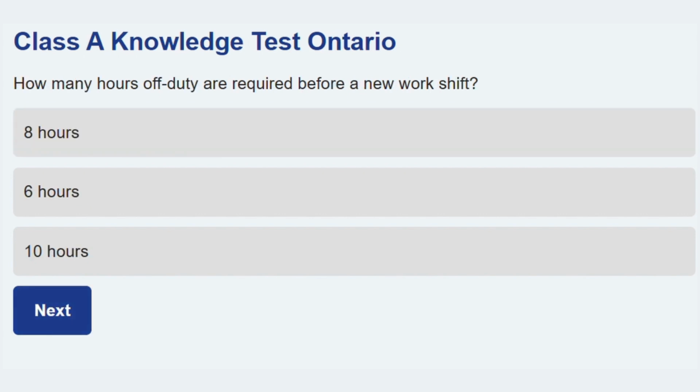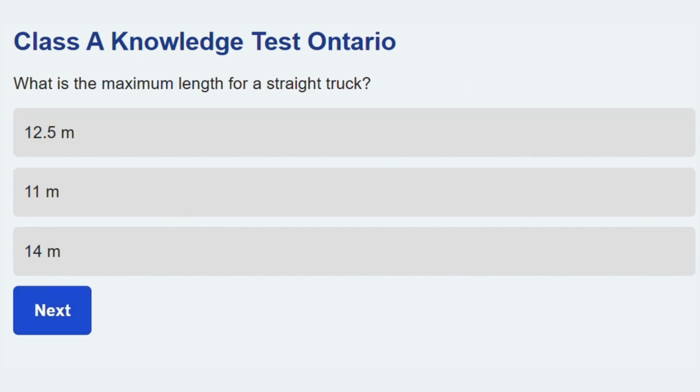Next question. How many hours off duty are required before a new work shift? 8 hours. Mandatory rest to prevent driver fatigue. Let's continue. What is the maximum length for a straight truck? 12.5 meters. Regulates overall vehicle size on public roads.